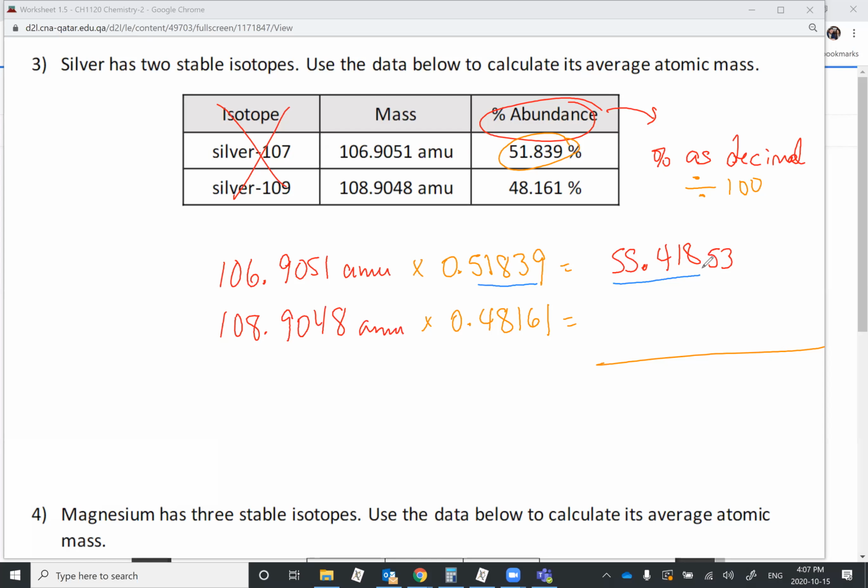48.161. Yeah, okay. So this I get 55.449. That's all of the sig figs I can have, but I'm going to keep a couple of extra numbers just so I'm not rounding. I don't want to round too much.